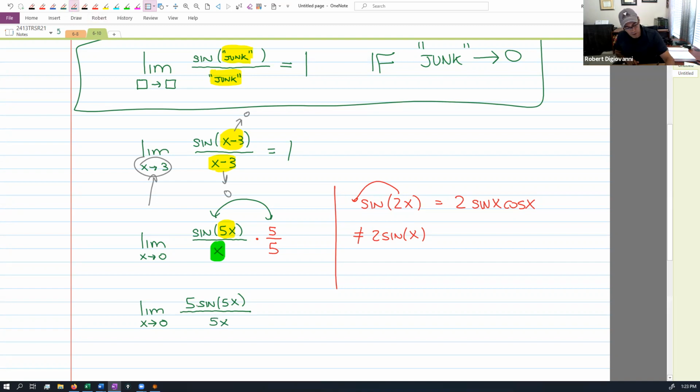And if we focus our attention on this, that is exactly limit of who cares of sine of junk over junk. That part right there should go to 1, shouldn't it? And then I just have a 5 next to it. So this becomes 5 times 1, which is 5. Does that make sense? That's tricky, huh? Come in here with a 5 and just put a 5 over 5. Remember, 5 over 5 is a 1, right? So that doesn't change the problem.